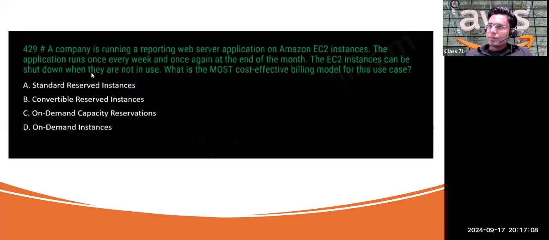B and E. Yeah. So a company is running a reporting web app server application on an EC2 instance. The application runs once every week, and once again at the end of the month. The EC2 instance can be shut down when they are not in use. So what is the most cost-effective billing model for this use case? Once a week, end of the month, and shut down when not in use. Cost-effective.